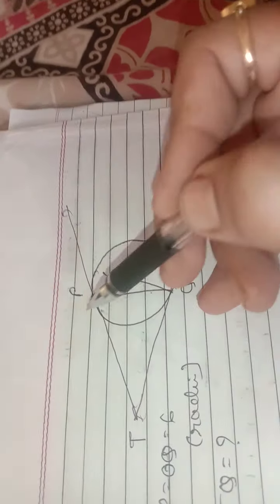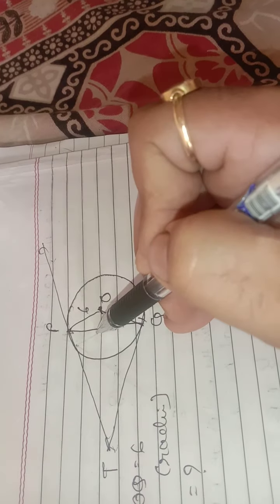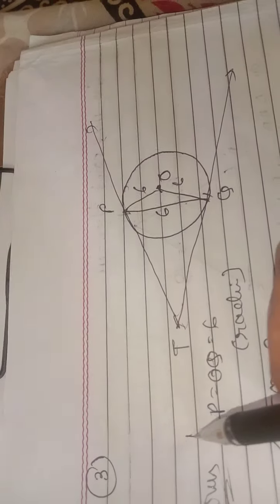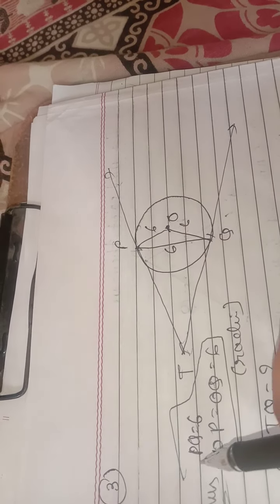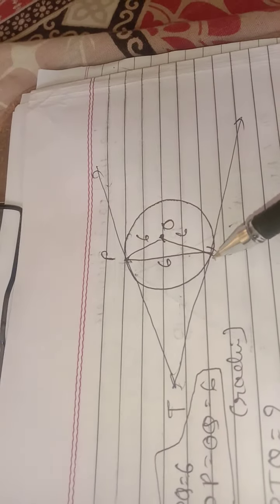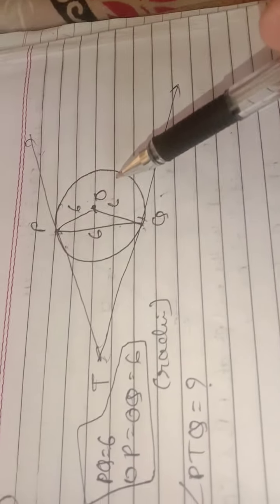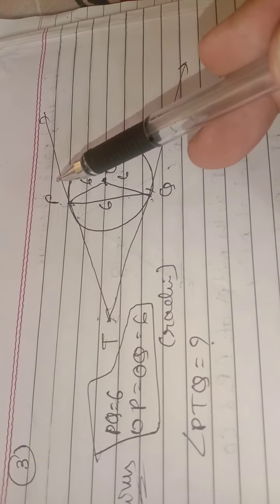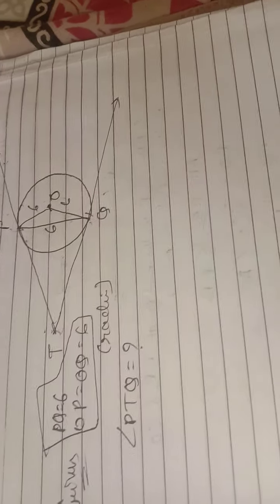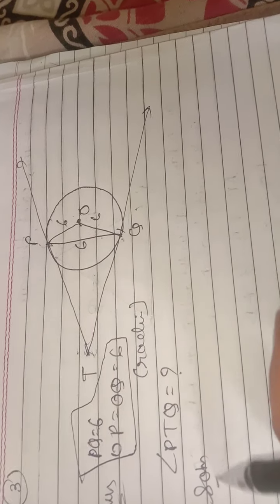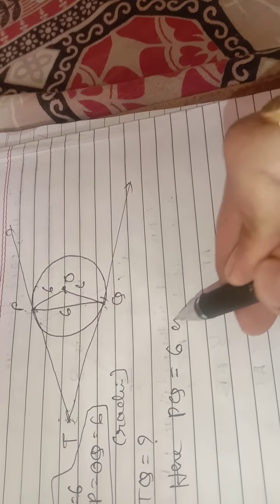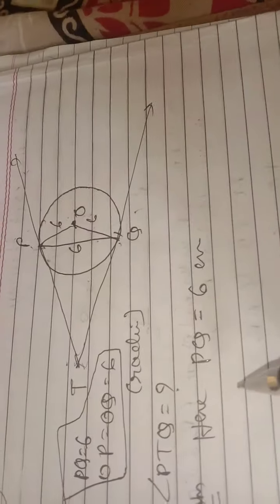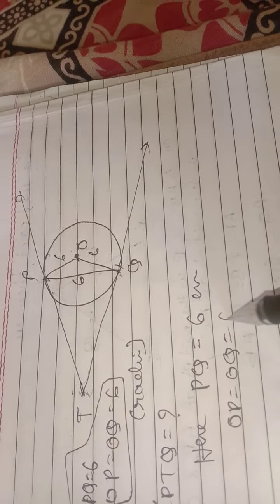And one more thing, the length of chord PQ is also given as 6. So let's mention here PQ is equal to 6. Whatever I have drawn here, this is what is given. PQ is equal to 6, and OP and OQ are radius 6. So we need to find the measure of angle PTQ. So let's solve now. We will write here, solution. In solution we will write PQ is equal to 6 centimeter and the radius OP is equal to OQ is equal to 6 centimeter.